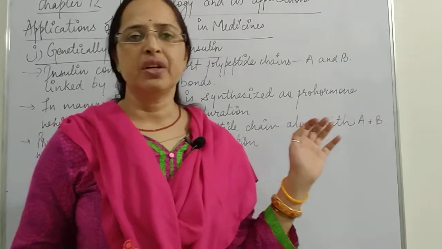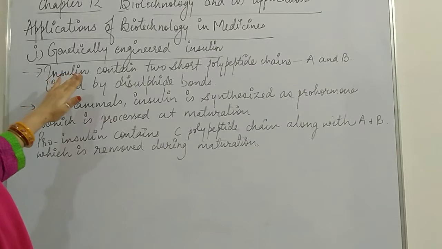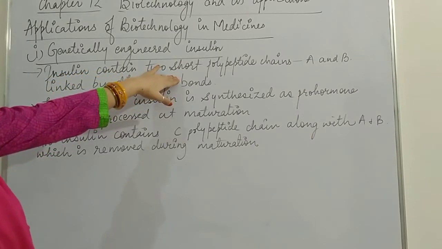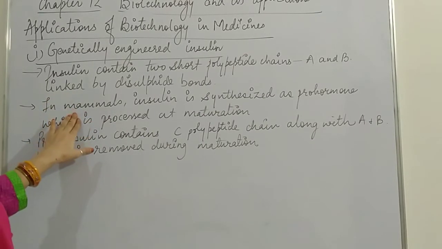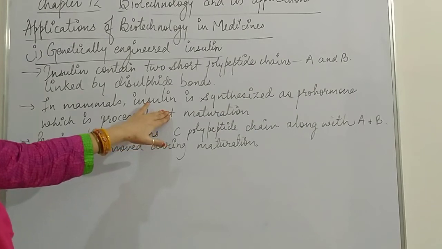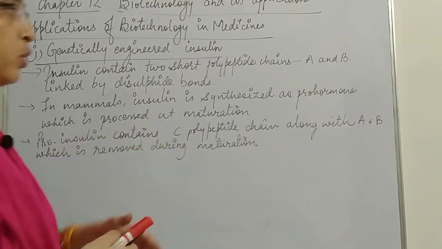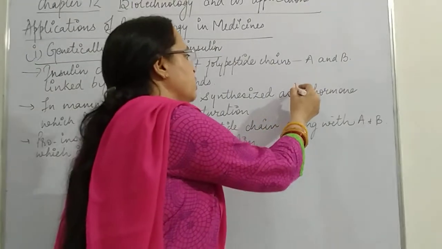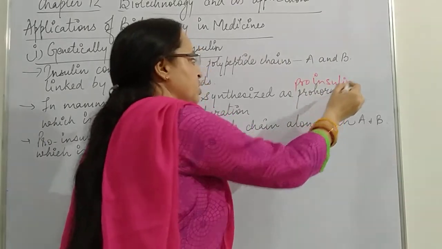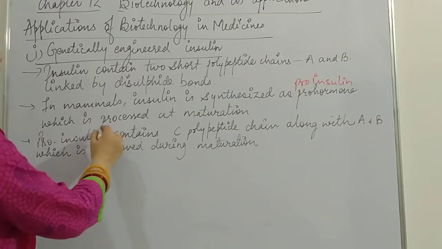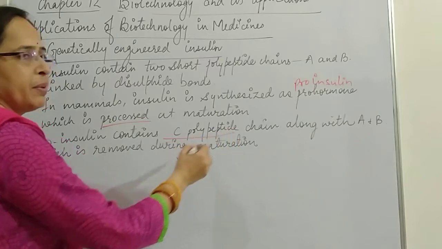So now just have a look over here. Genetically engineered insulin. Insulin contains two short polypeptide chains, chain A and B, and these are linked by disulfide bonds. In mammals, insulin is synthesized as a prohormone, which is processed at maturation, and this prohormone is also called proinsulin because it is inactive in this condition and later on it is to be processed on maturation. So this proinsulin contains a C polypeptide chain.